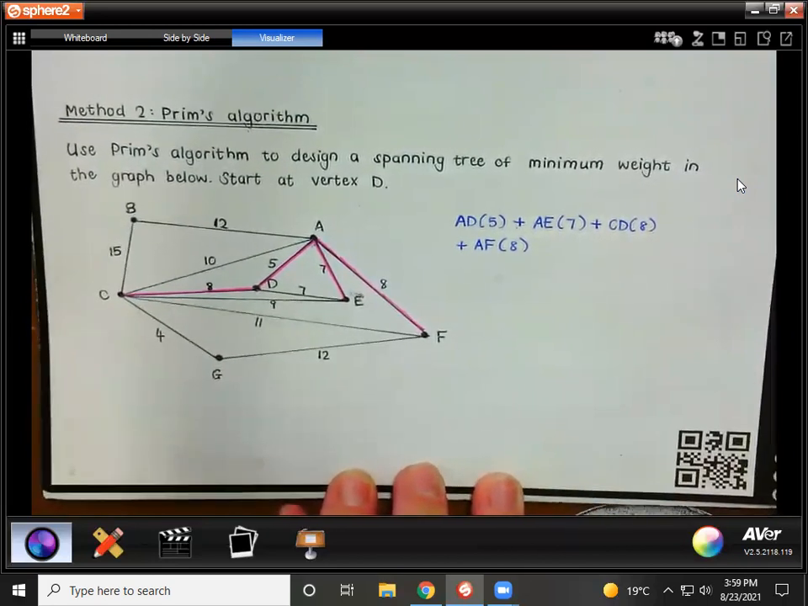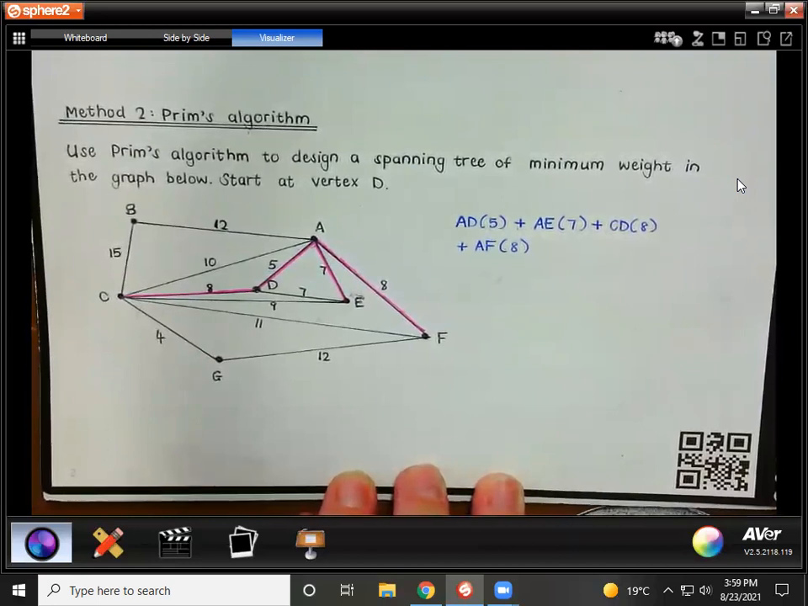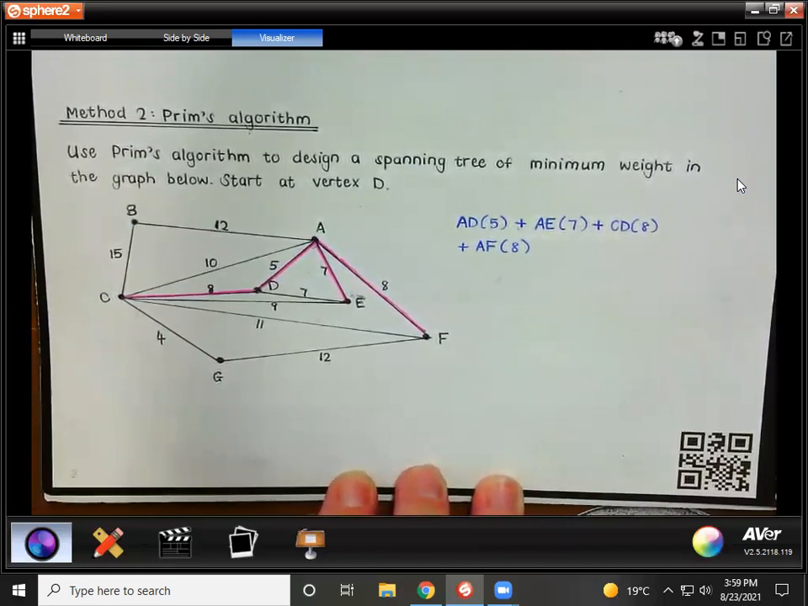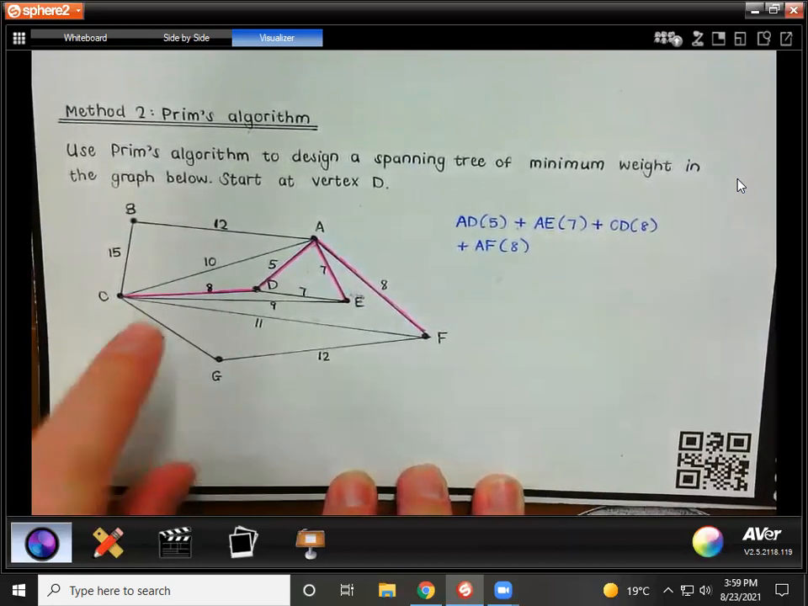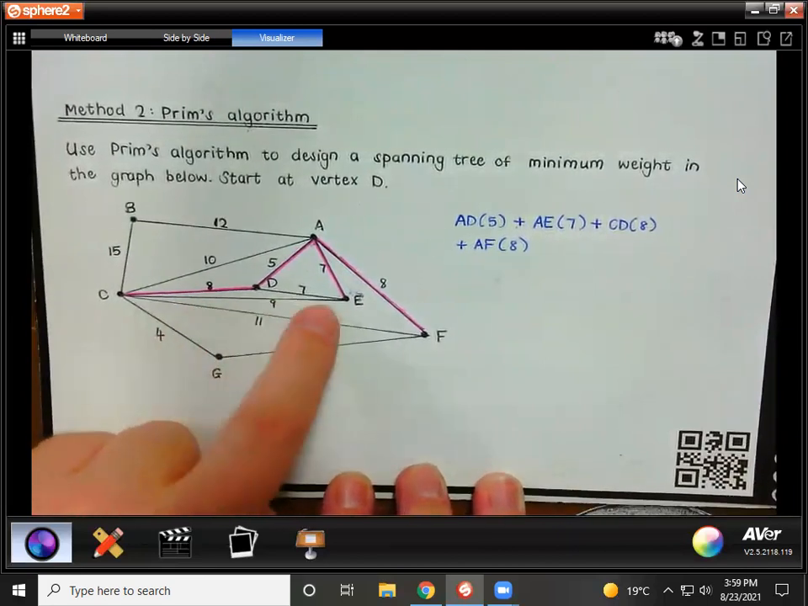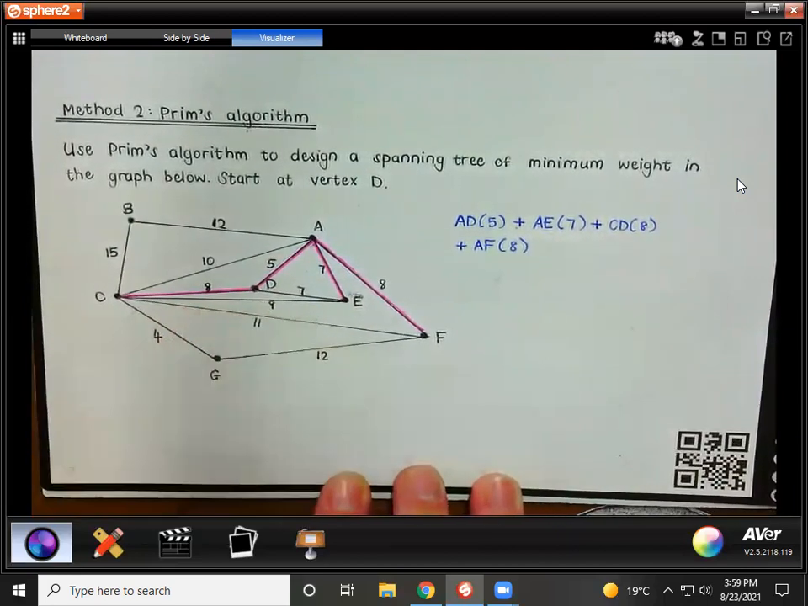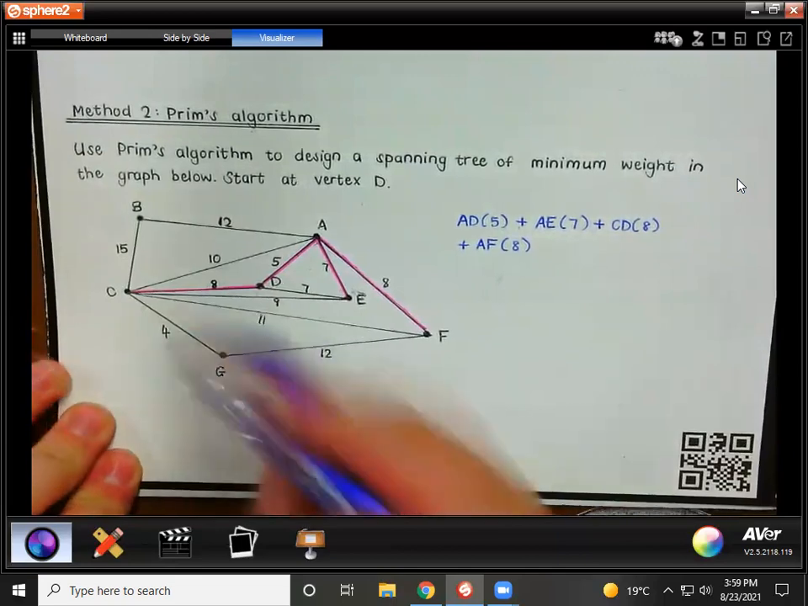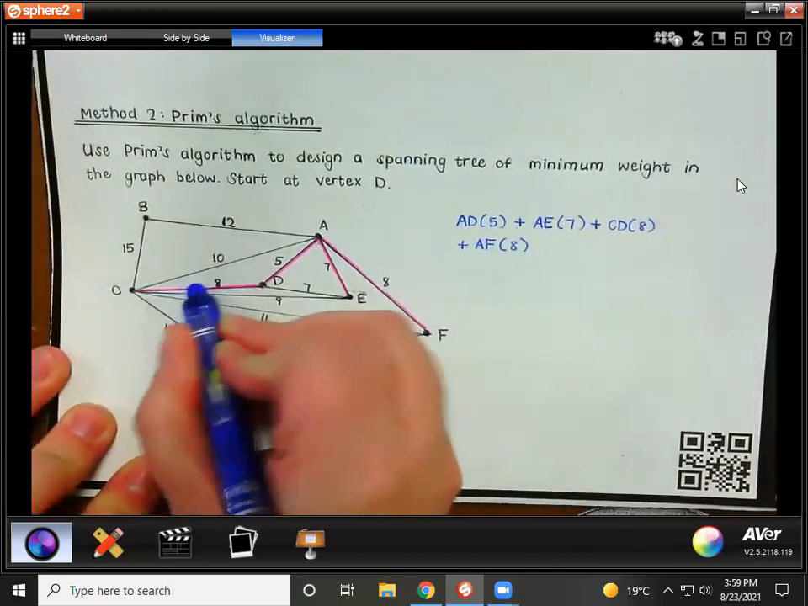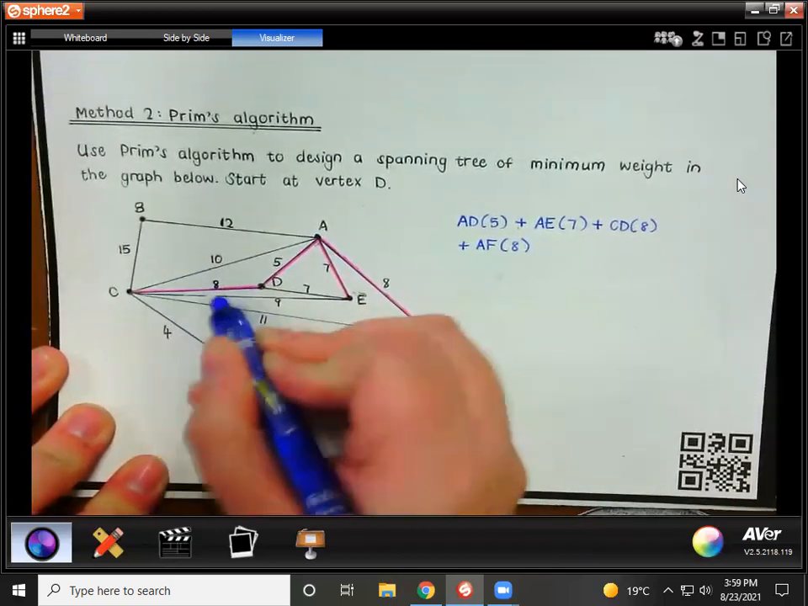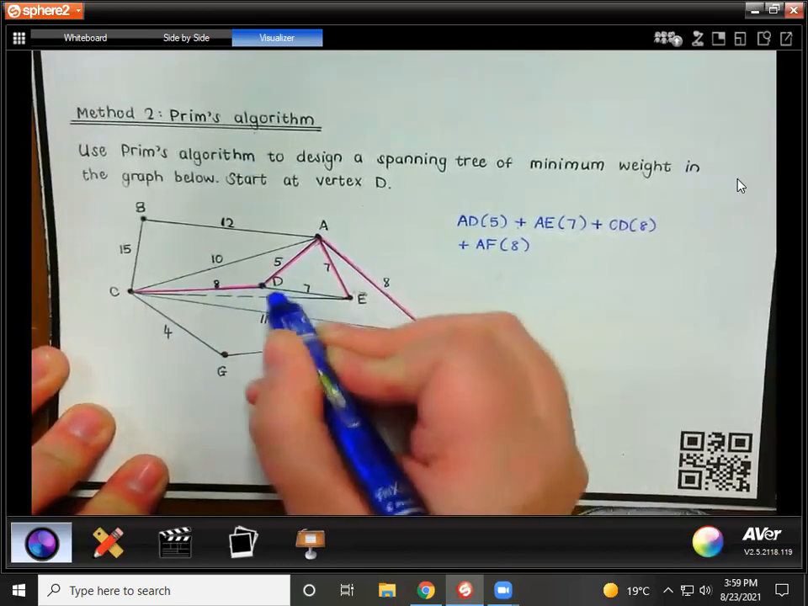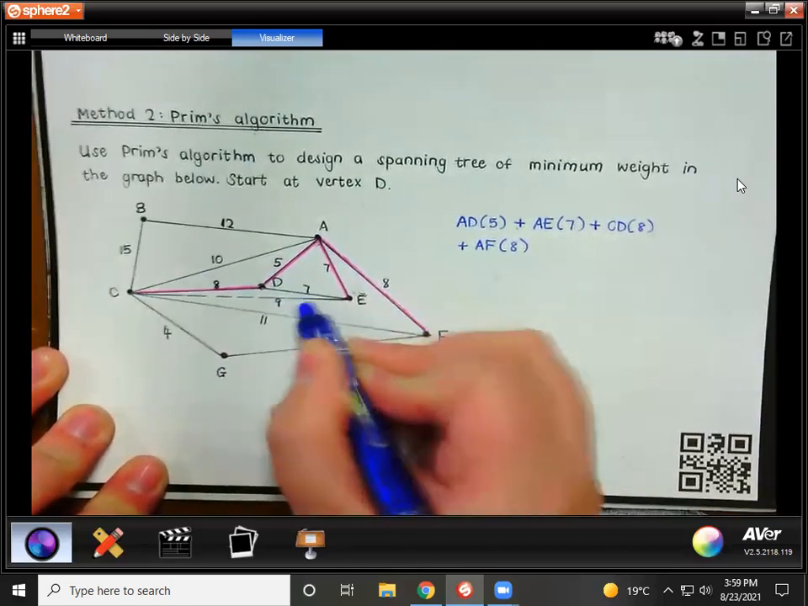Okay, we're on 4. We need 2 more, right? Okay, what next? There's a 9 over here, but is that going to create a circuit if I add in CE? Yes, so I can't add that one. So if you want, you can do something just to show that we can't add that one. We've already looked at that one, but it's fine if you don't worry.